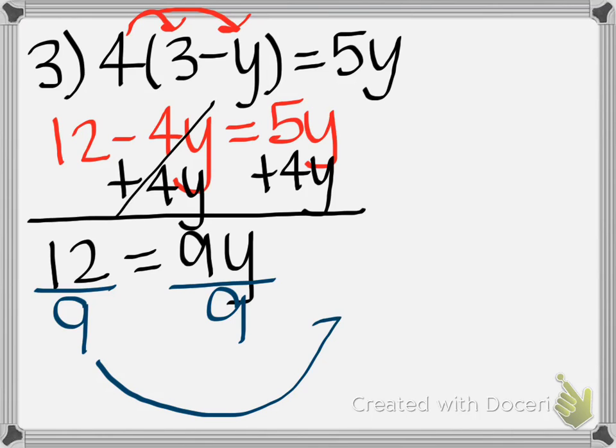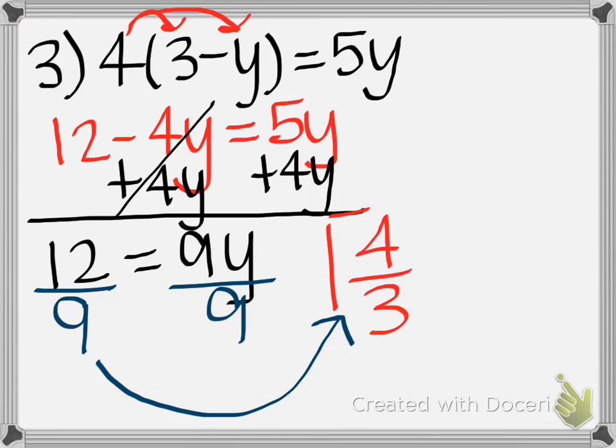So I have 12 over 9 now. Now we're not quite done yet, because 12 over 9, we can still reduce that. I can say what number goes into 12 and also 9. So my first hint is 3. So 3 goes into 12 4 times, and 3 goes into 9 3 times. And that's a reduced fraction.